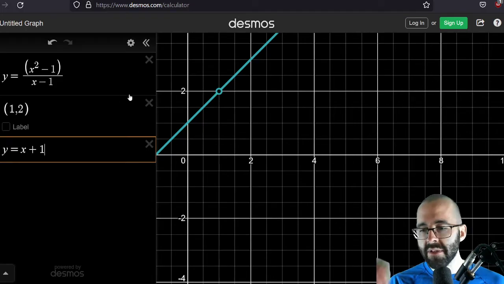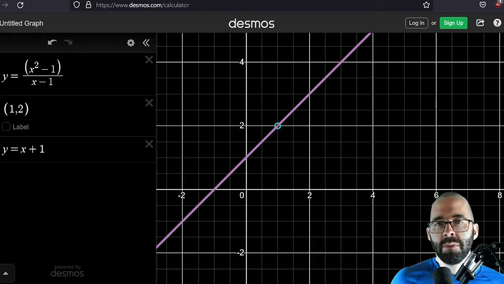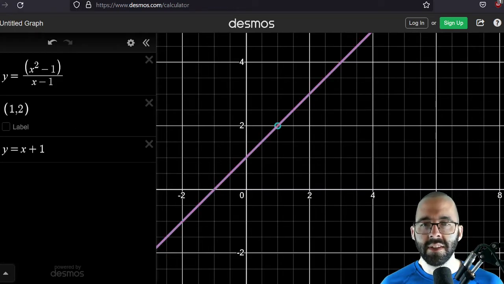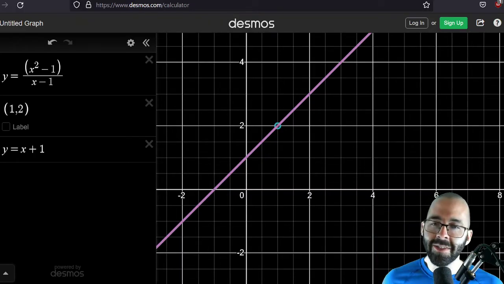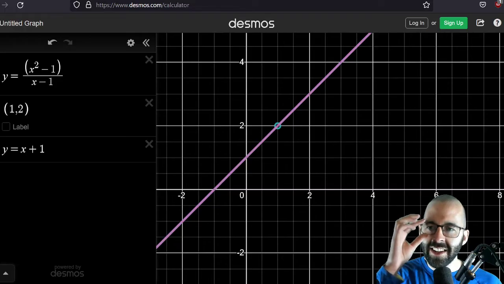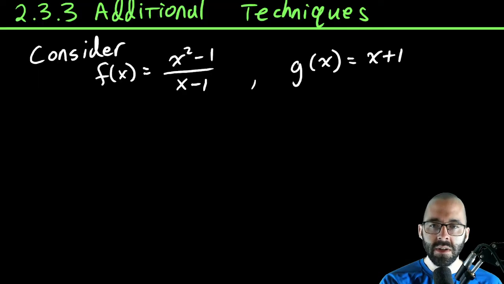The first one, f of x, is this blue graph. It is a line with a hole in it. The second one is this pink graph. If this doesn't count as pink, then just let me know and say, Jason, you got your colors wrong, but it's kind of pink. That's just the straight line with no hole. So the pink one doesn't have a hole, but the blue one has a hole.